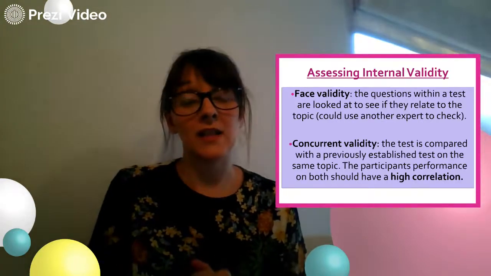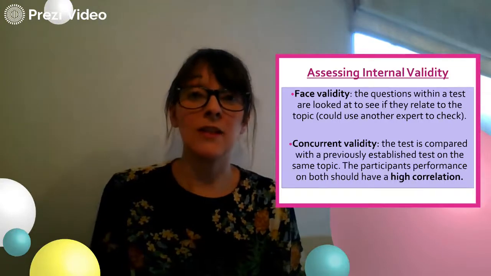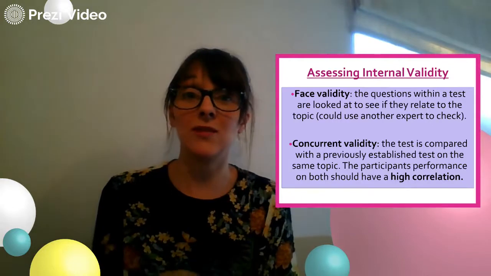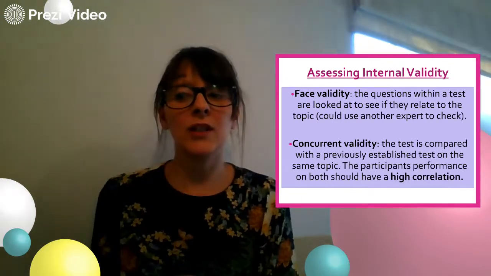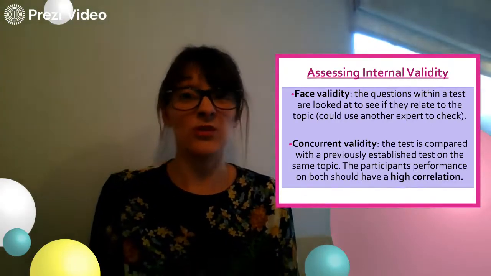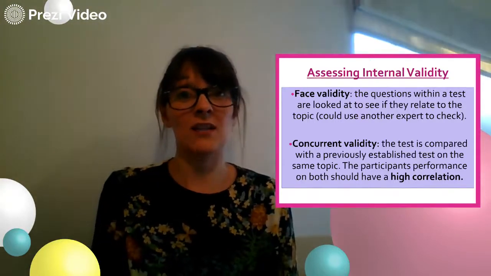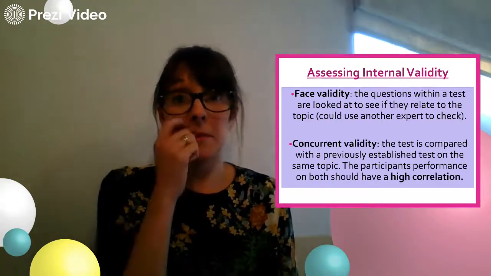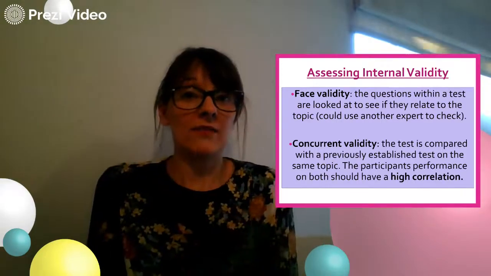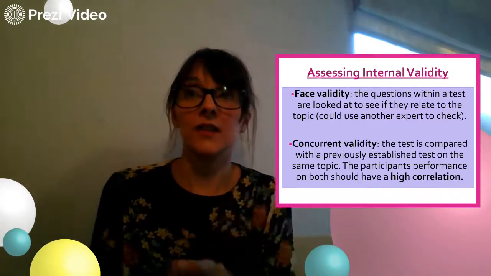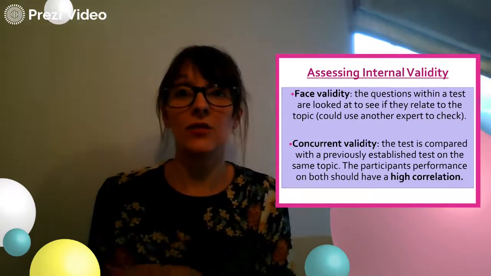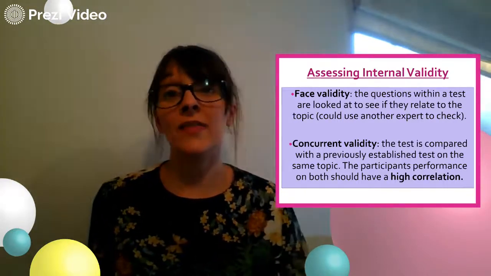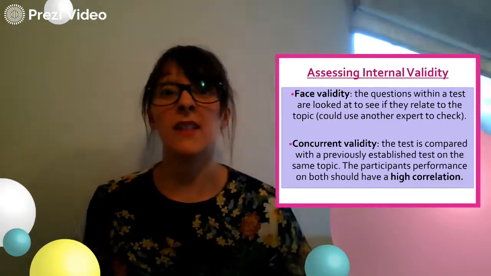Then concurrent validity. This is where you compare it with a previously established test. So with my questionnaire that I'm giving to parents to assess their child's aggression rating, I could give them another questionnaire that had been used on another test. So the questionnaire that someone has used to test aggression ratings previously, and they've had their research published, I could take that questionnaire, give that to the parents, and if they get a similar score on that questionnaire as they do on my questionnaire, then I know that that is valid because they're concurrent, they're the same.